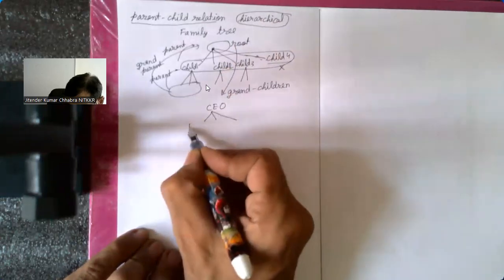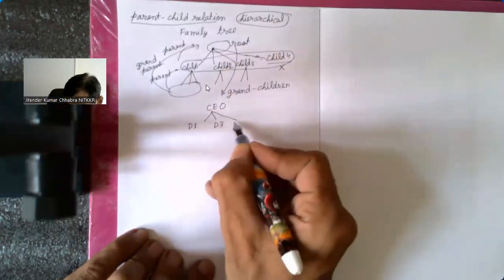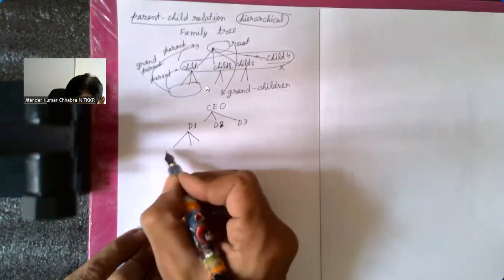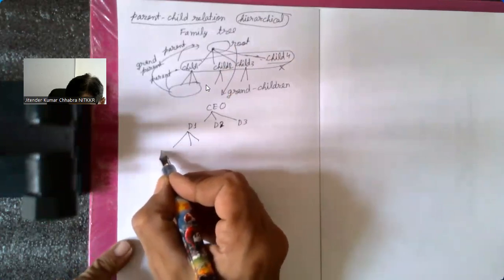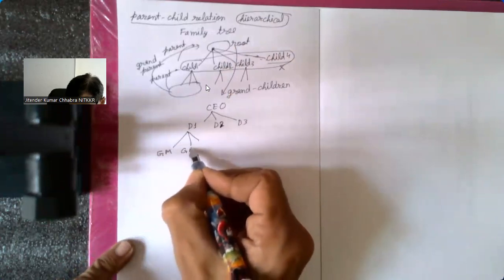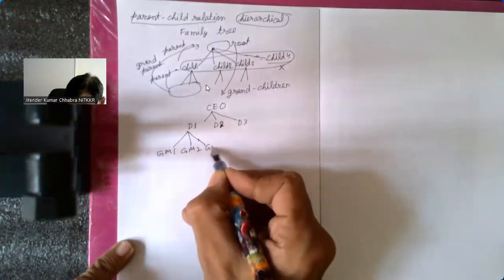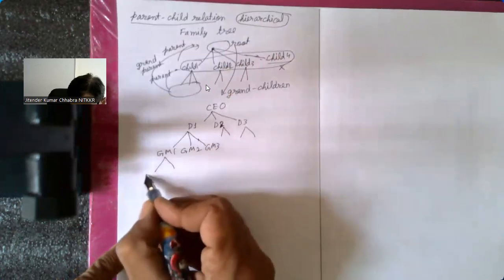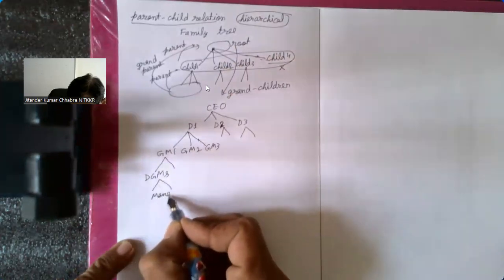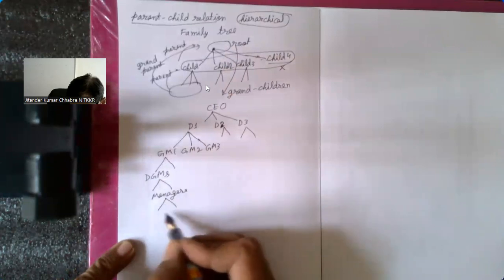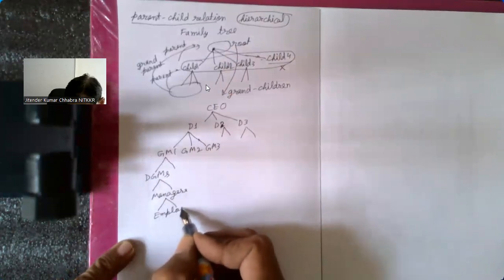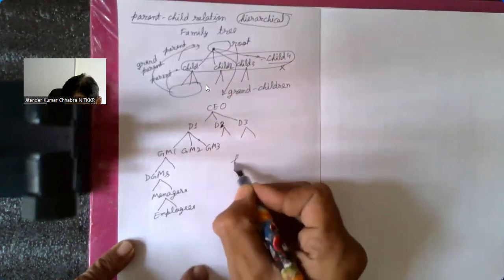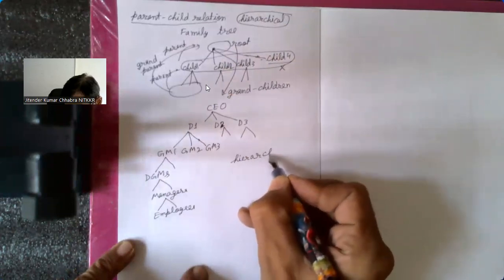Not only that, maybe if I have a company, let's say it has a CEO, so one CEO might have certain directors, say 3 directors report to him, D1, D2, D3. Then under each director, maybe certain general managers are there. So GMs are there, GM1, GM2, and GM3, and so on. Under GM1, there could be many DGMs. Under DGMs, there could be many managers. Under managers, there could be many employees, like that. So again, it's a hierarchy of relationship, boss and subordinate.